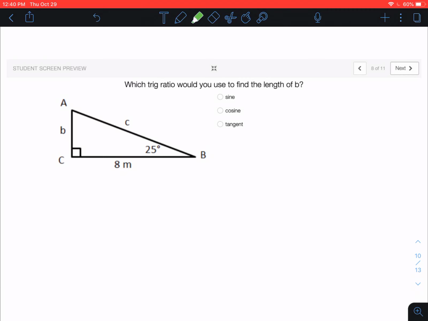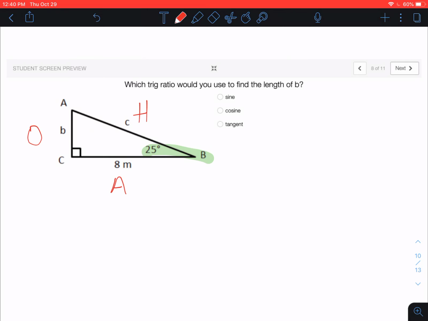Now, they've given us the angle B. So I'm going to label the triangle relative to angle B. So if we go to the side opposite that angle, here it's side B, we're going to label that as the opposite. The side opposite the 90-degree angle is always the hypotenuse, and this final side will be the adjacent.